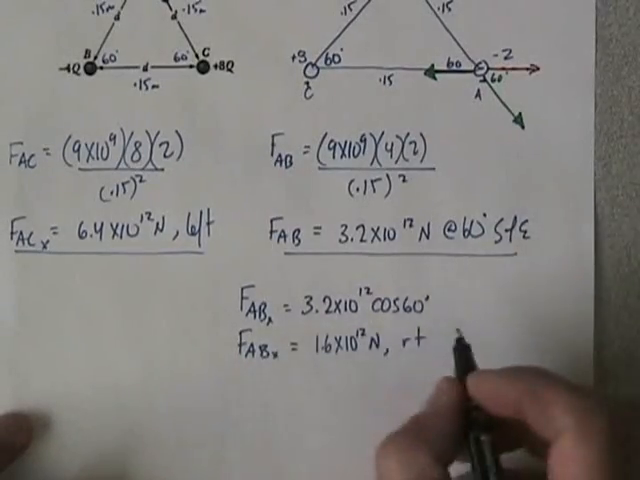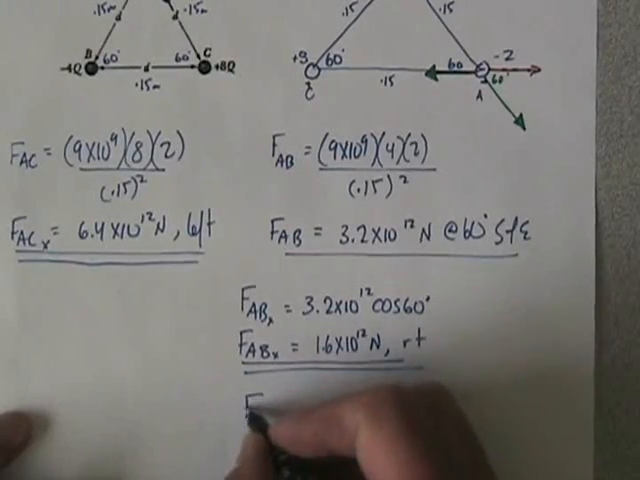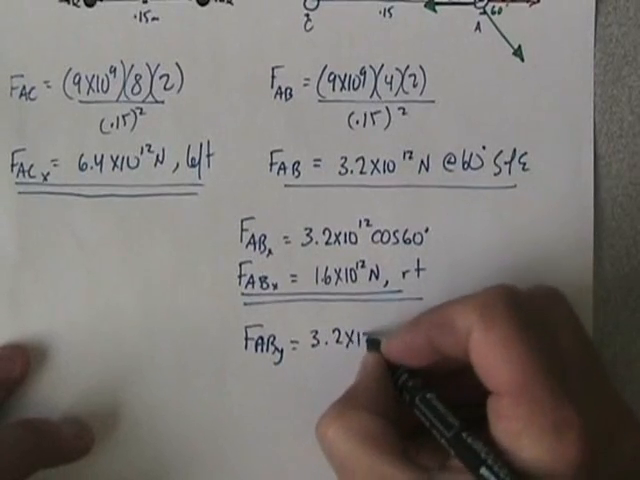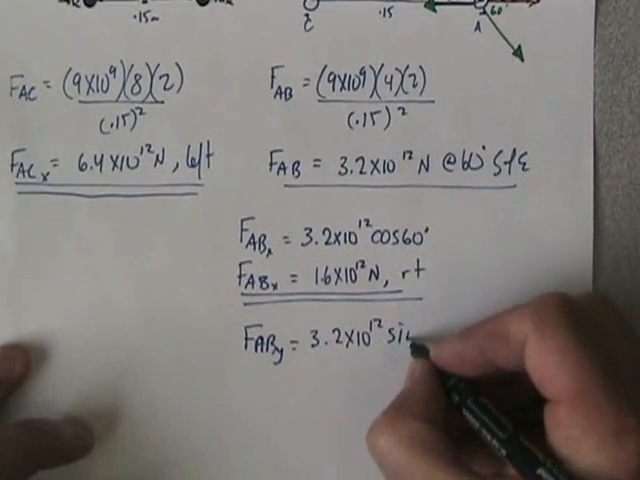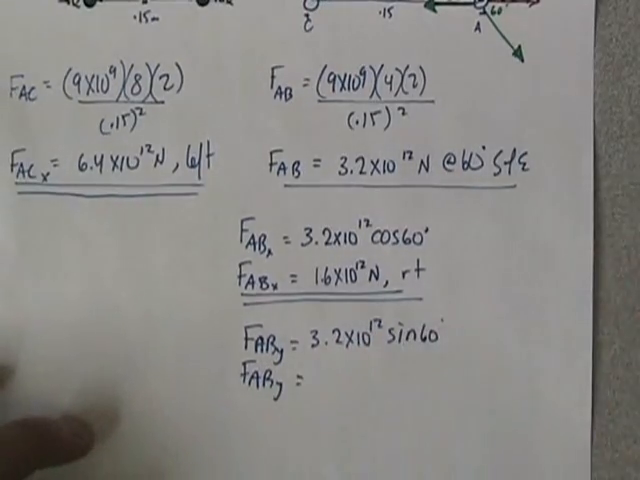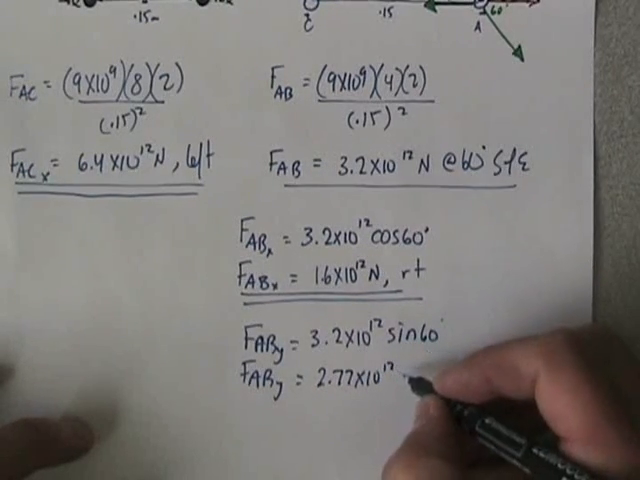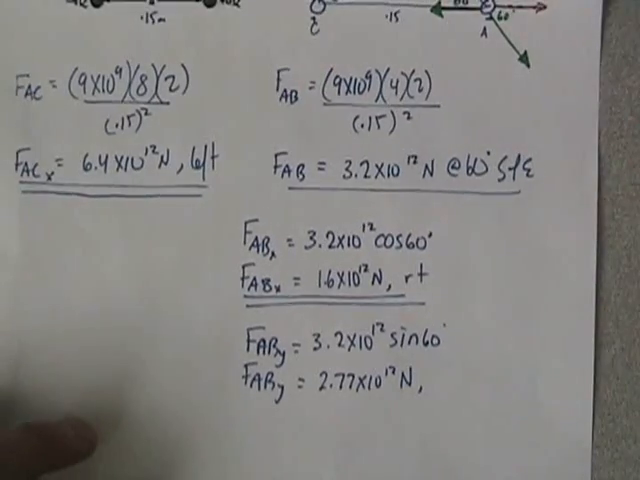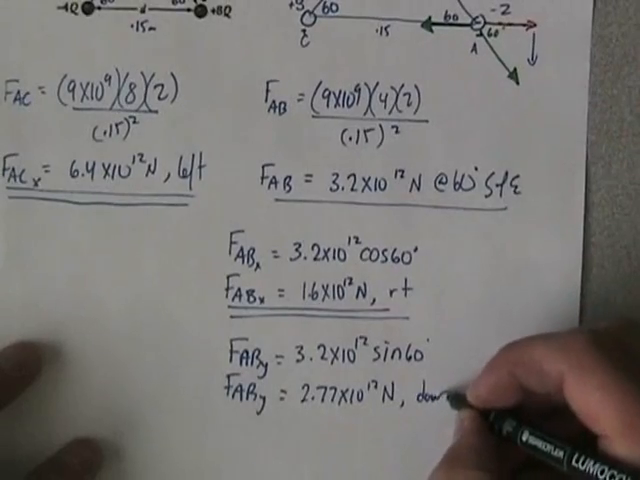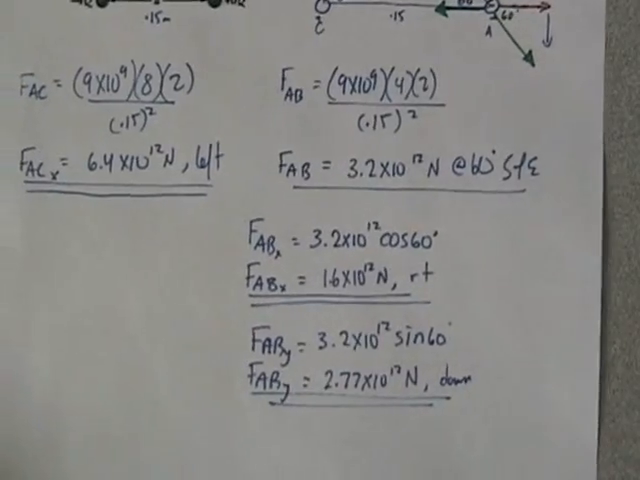I'll double line this because it's a component, double line that because it's a component. FABY is 3.2 times 10 to the 12th sine of 60 degrees. When you plug that in, you get 2.77 times 10 to the 12th newtons. And let's look at the direction. It's got to be this way, which is down. Okay, so now we've got all our components.